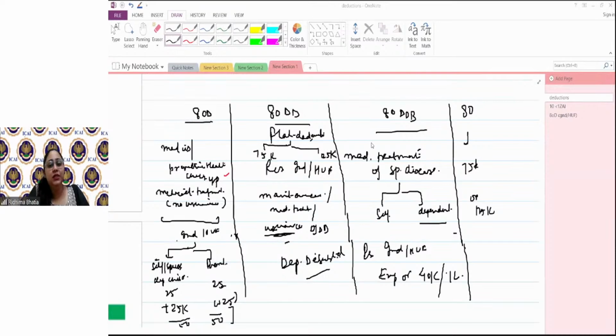Prithvi, both senior citizen and individual, as in you are saying that the individual is also suffering from specified disease and the dependent person is also suffering from specified disease. जो भी situation है, maximum 40,000. अच्छा, if the person is a senior citizen, then maximum 1 lakh मिल जाए. 80DDB में medical treatment only of specified disease.